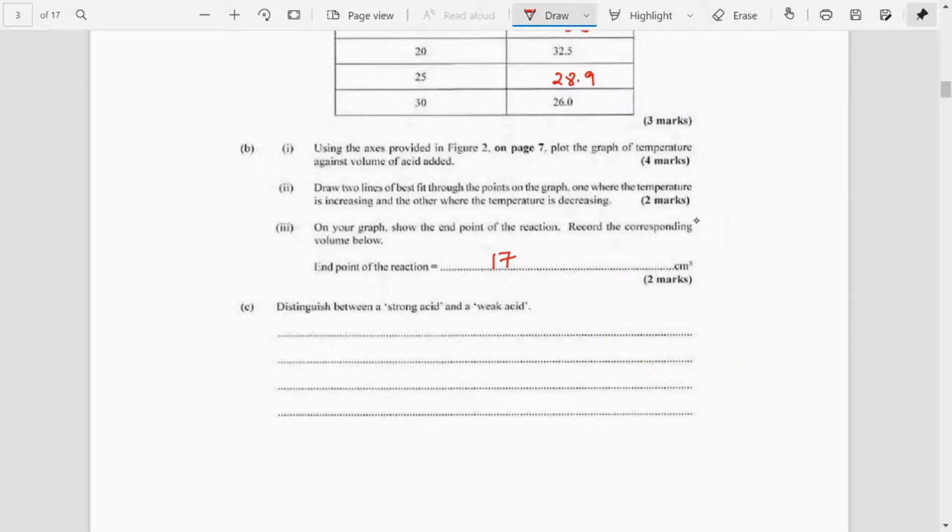So the next question says, distinguish between a strong acid and a weak acid. So essentially a strong acid dissociates or ionizes completely when in solution.